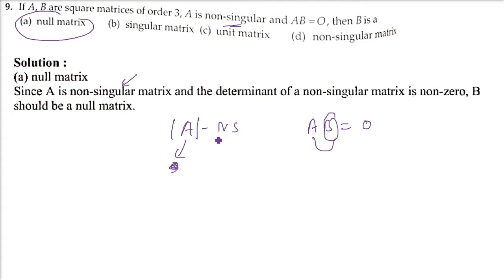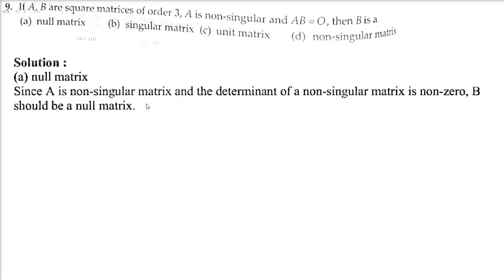Let me tell you again. Since A is a non-singular matrix and the determinant of a non-singular matrix is non-zero, that is, it has some value, B has to be a null matrix.